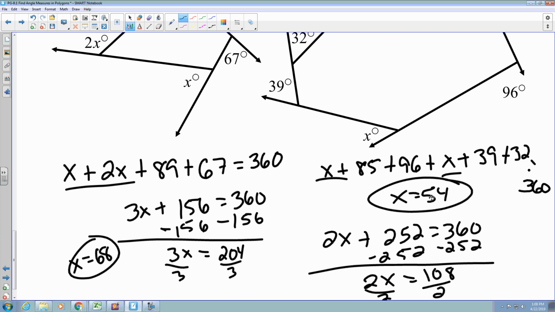And that is being able to find angle measures in polygons. Hope this helps.